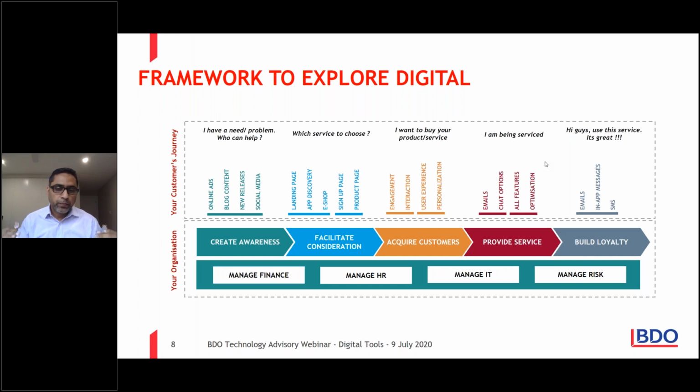So what we'll do is we'll take the whole of the customer journey, all the way from creating awareness to building loyalty, and look at what digital capabilities are coming in the market to underpin that customer journey. Now, along with that customer journey, there are a lot of back-end activities that need to be managed, and they include managing the finance, managing people, which is the HR part of it, managing IT itself, and managing the risk associated with IT and across the board. So we'll cover what capabilities are coming for each one of those areas, which may not be customer facing, but they are helping organizations manage the business in the background.